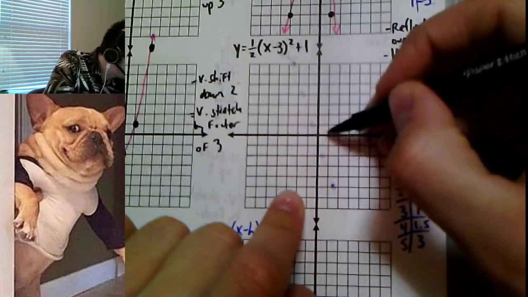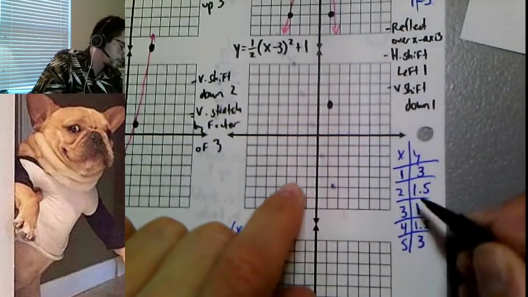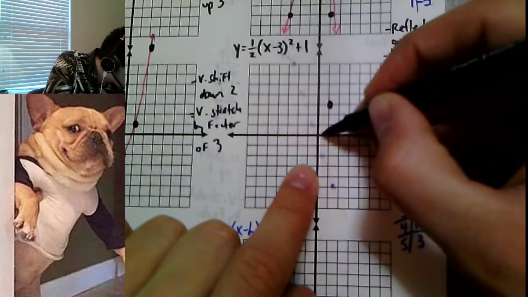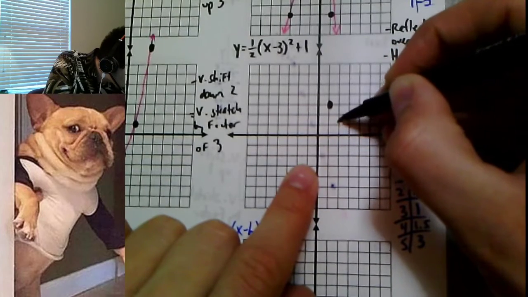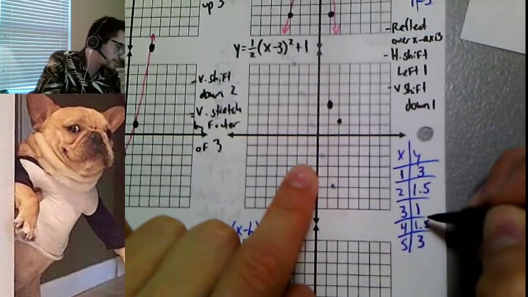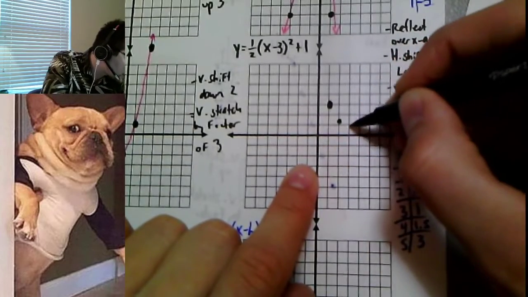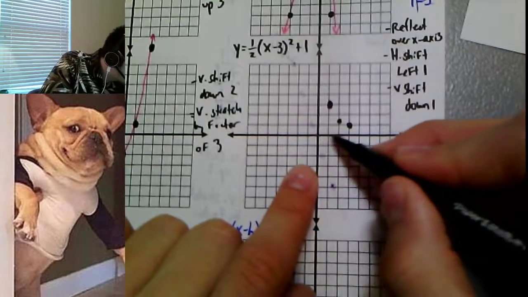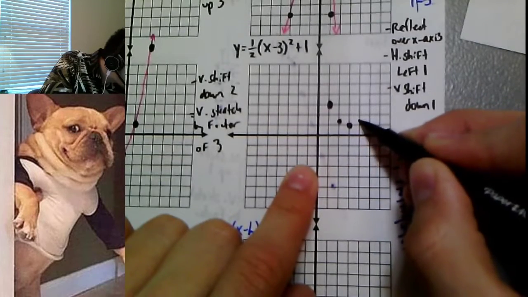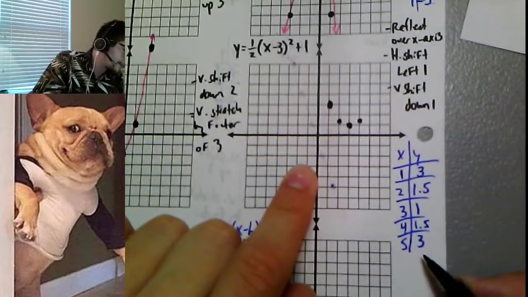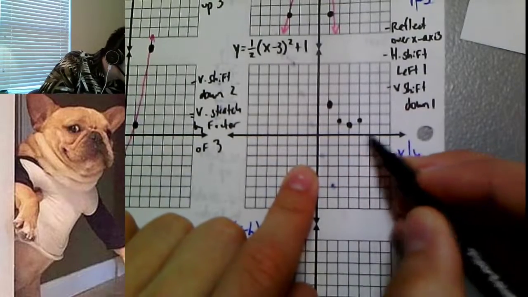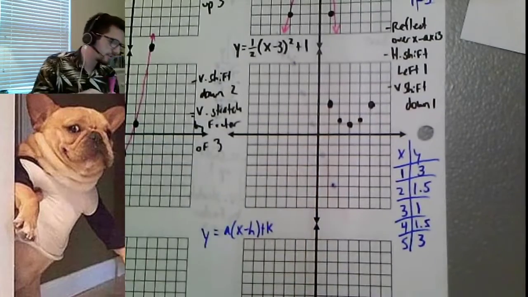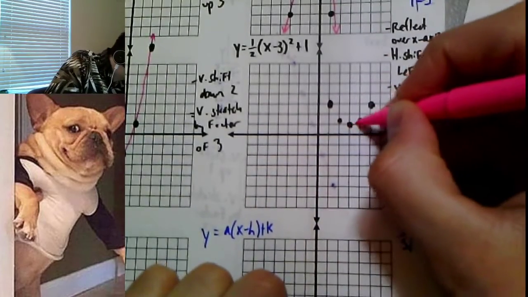Right 1, up 3. Right 2, up 1.5. So I'm going to go right 2, up 1.5. Right 3 and then up 1. Right 4 and then up 1.5. And then right 5 and then up 3. Cool. I have a very squished parabola.